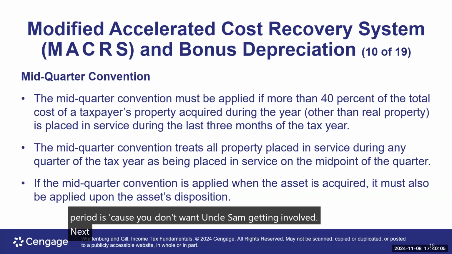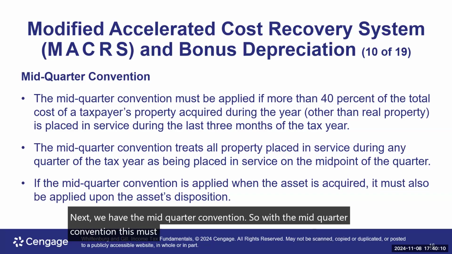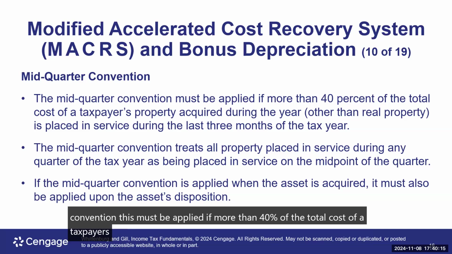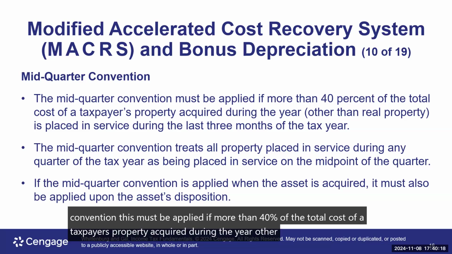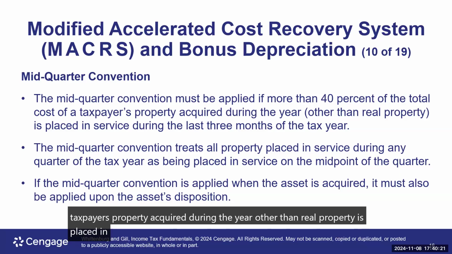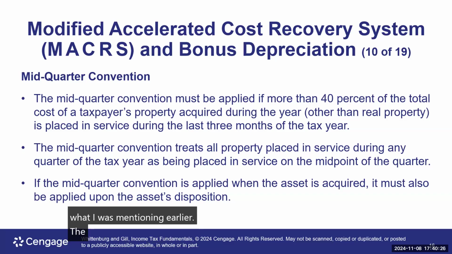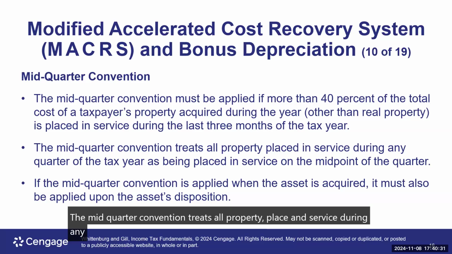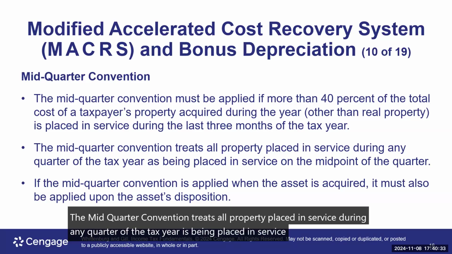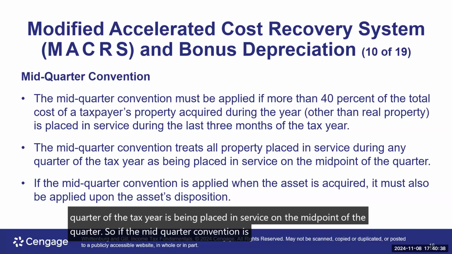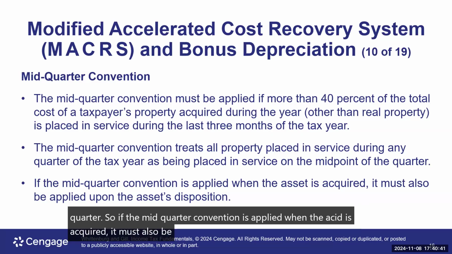Next, we have the mid-quarter convention. With the mid-quarter convention, this must be applied if more than 40% of the total cost of a taxpayer's property acquired during the year, other than real property, is placed in service during the last 3 months of the year. Similar to what I was mentioning earlier, the mid-quarter convention treats all property placed in service during any quarter of the tax year as being placed in service on the midpoint of the quarter. So if the mid-quarter convention is applied when the asset is acquired, it must also be applied upon the asset's disposition.